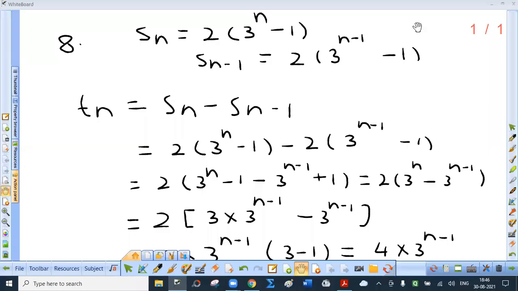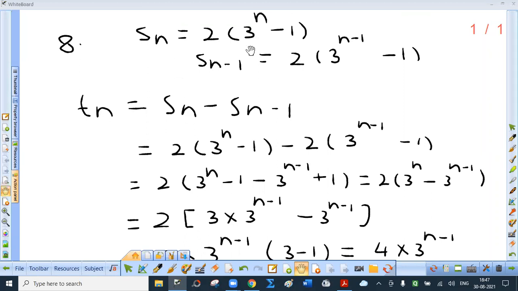Sum number 8, for a sequence, if Sn is 2 into 3 raised to n minus 1, find the nth term. Hence, show that sequence is a geometric progression. Now, how to prove that sequence is GP? A sequence is GP if Tn plus 1 upon Tn is constant. So the main job is to get Tn. And what is Tn? It is Sn minus Sn minus 1. Common sense, Sn is what? T1 plus T2 plus T3 up to Tn. And what is Sn minus 1? T1 plus T2 plus T3 up to Tn minus 1. So difference gives Tn. Simple.